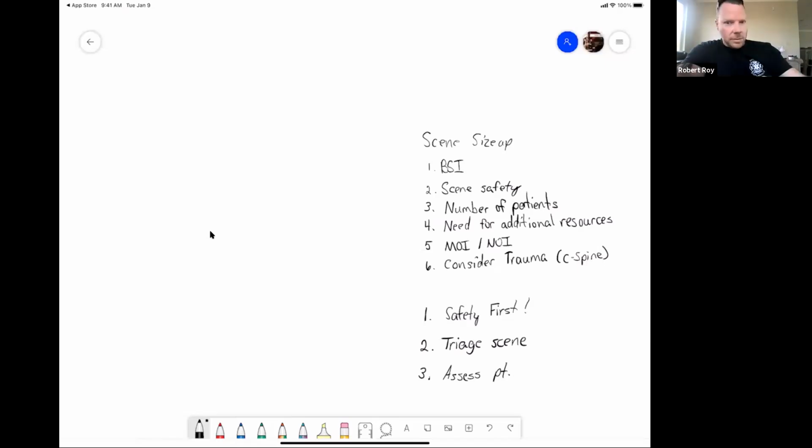But anyway, looking at this, we have BSI, scene safety, right? That's your safety. So I've got the 6 steps here, and underneath it, I wrote down your top 3 priorities in your scene size up. Each one of these priorities gets 2 things. So if you can remember that, you'll nail all 6 of these right out the gate, and then you're going to have all that momentum running right through your assessment, and you'll be done before you know it, which is how you want it to be.